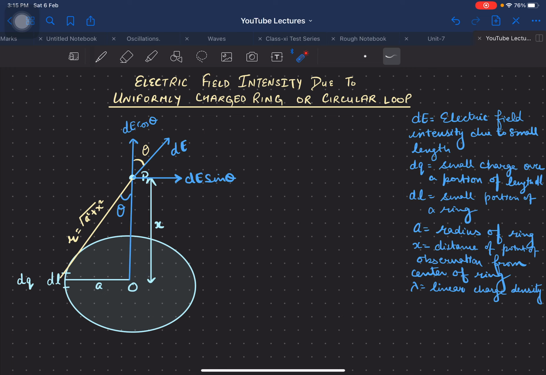So dE sin theta is going to cancel out each other's effect, so all the net effect will be in the upward direction, and that effect is going to be dE cos theta. This is one of the most important points which we need to consider before starting with the article.